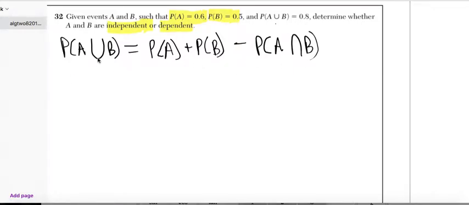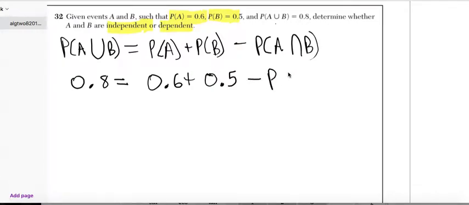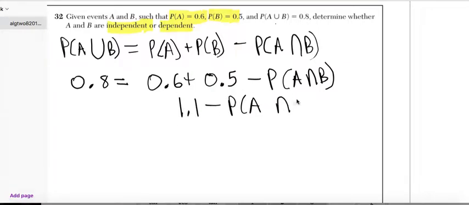So we know the probability of A or B is 0.8, equals probability of A, which is 0.6, plus probability of B, which is 0.5, minus the probability of A and B. Now, if I add 0.6 and 0.5, I get 1.1 minus probability of A and B is equal to 0.8.